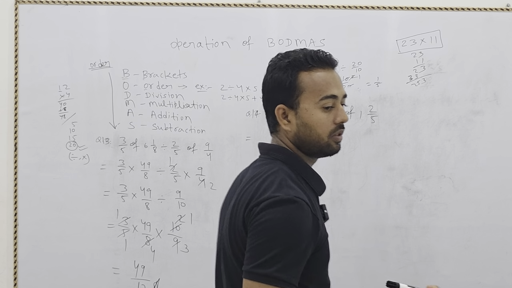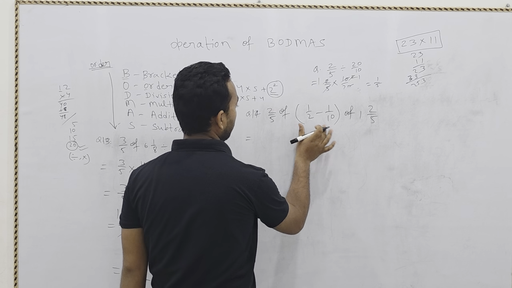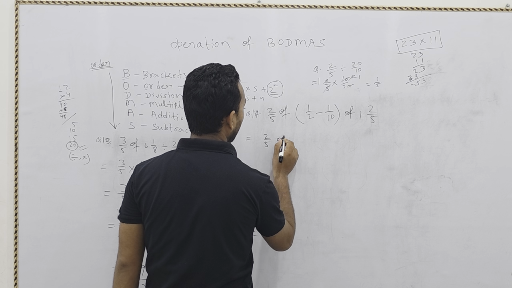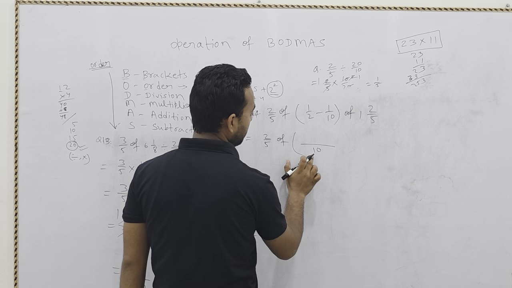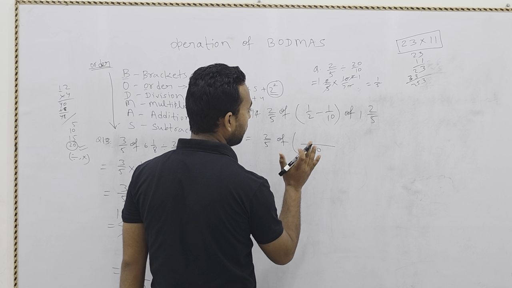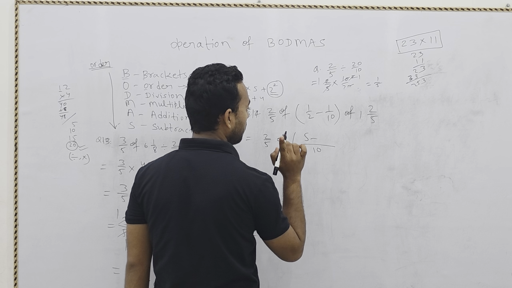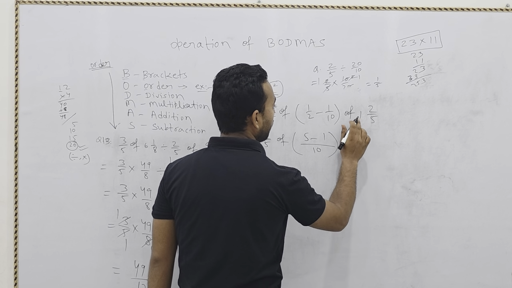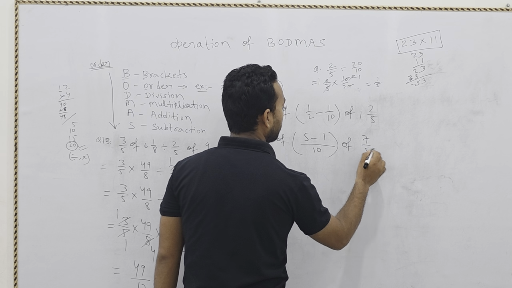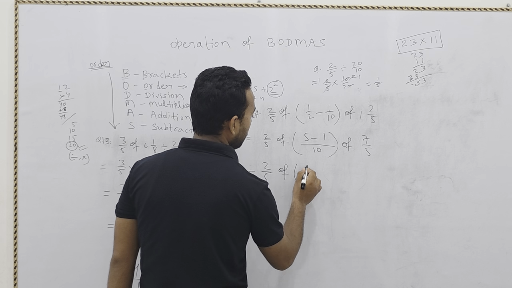I have written the question, that is question number 14. Now we are going to solve this question. First we will solve this bracket portion. The LCM is 10. In the table of 2, 10 comes 5 times, so 5 multiply 1 is 5. Minus, in the table of 10, 10 comes 1 time, so 1 multiply 1 is 1. 5 minus 1 is 4. So 4 by 10.